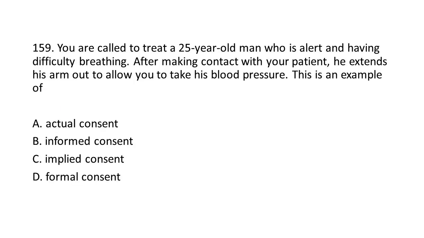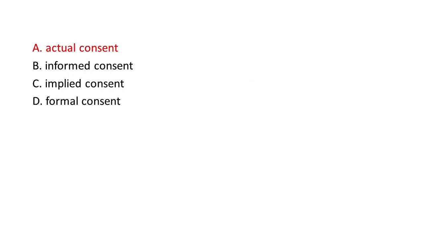159. You are called to treat a 25-year-old man who is alert and having difficulty breathing. After making contact with your patient, he extends his arm out to allow you to take his blood pressure. This is an example of A. Actual consent. B. Informed consent. C. Implied consent. D. Formal consent. The answer is A. Actual consent.